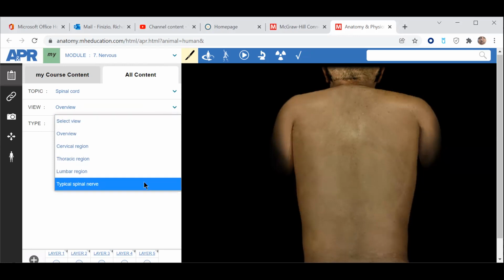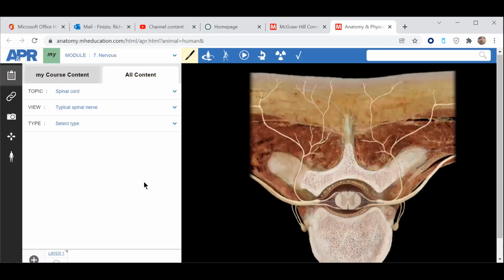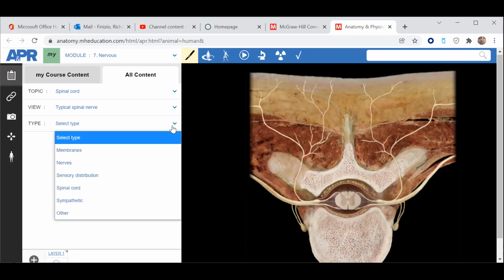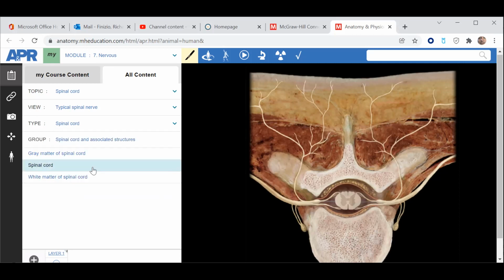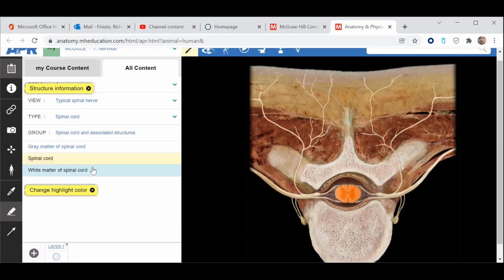But let's look at a typical spinal nerve first. I think that's a cool one. So this is a cross section looking down at a typical spinal nerve. So you can see if I highlight something, it's the spinal cord. So that's orange. Could change the colors too. So that orange highlighted is the spinal cord. It's the gray matter too. Then this is just the white matter. And then there's gray matter. And that's the question. Just like that.